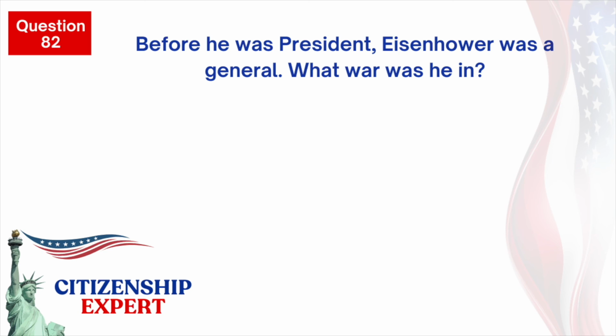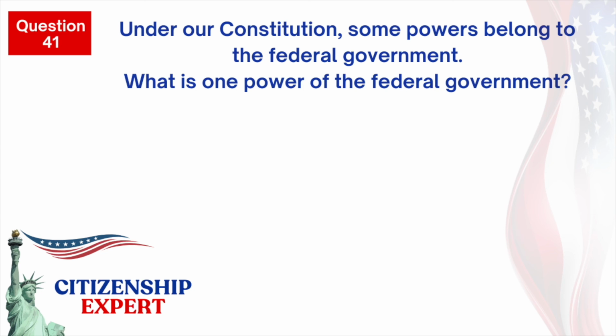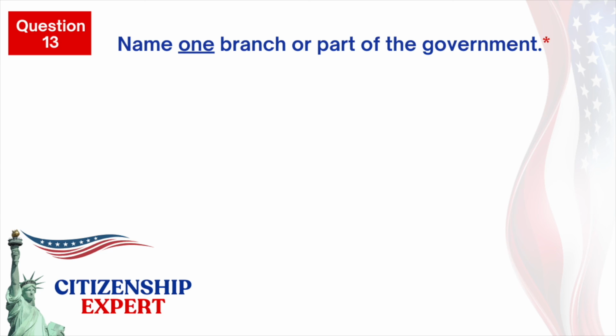Before he was president, Eisenhower was a general. What war was he in? World War II. Under our Constitution, some powers belong to the federal government. What is one power of the federal government? To print money. Name one branch or part of the government. Congress.